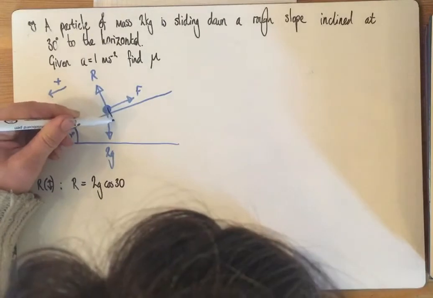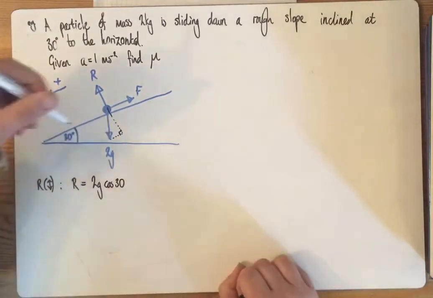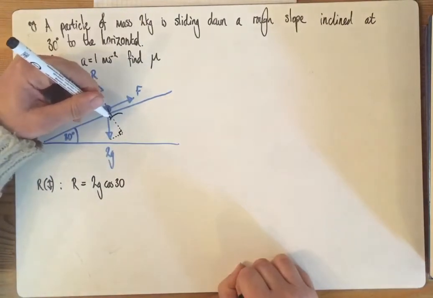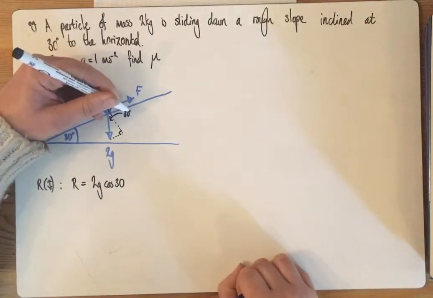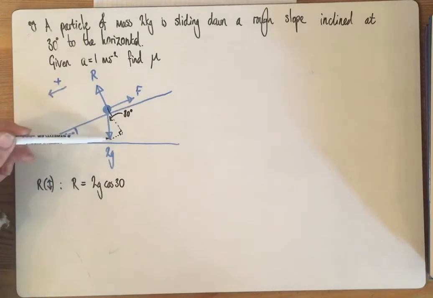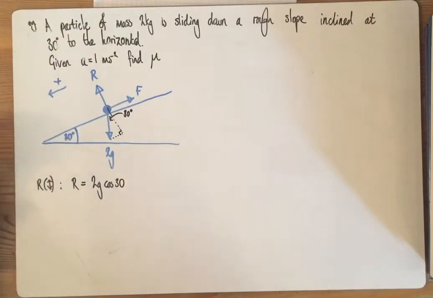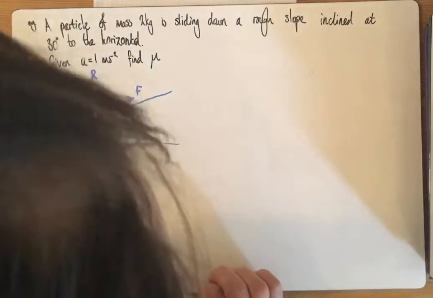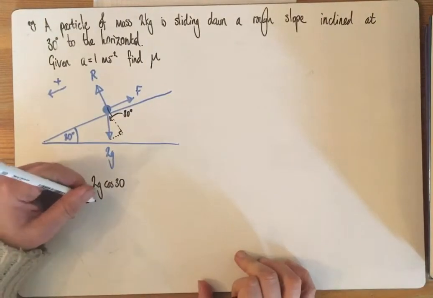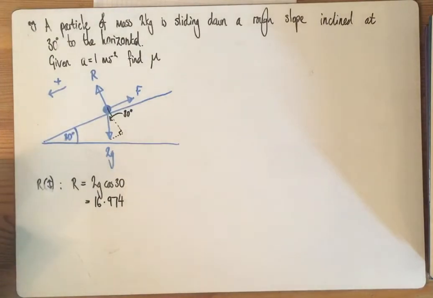So if I draw a triangle in there, like so, this angle in here is 30 degrees. Force is on the hypotenuse and we want the adjacent. So 2g cos 30 gives you that adjacent. That comes out as being 16.974, but again, I would think about popping that and storing it as x on your calculator as you work through.